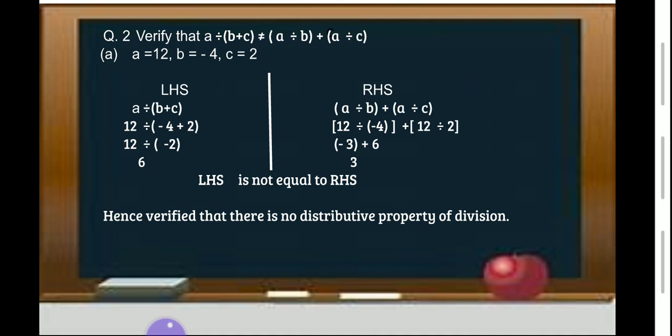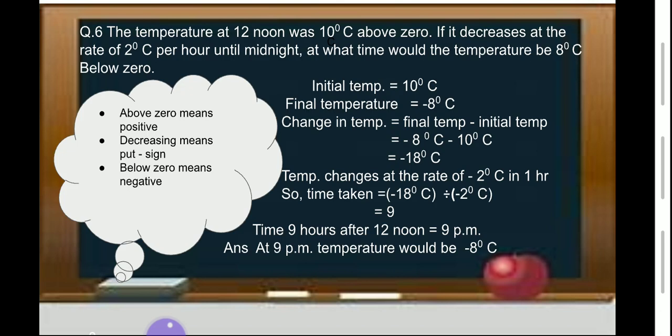In the RHS, a divided by 4 gives the answer negative 3 and a divided by c gives the answer 6. They both will add up to give the answer positive 3. Now 6 is not equal to 3. LHS is not equal to RHS. So this verified that there is no distributive property of division.